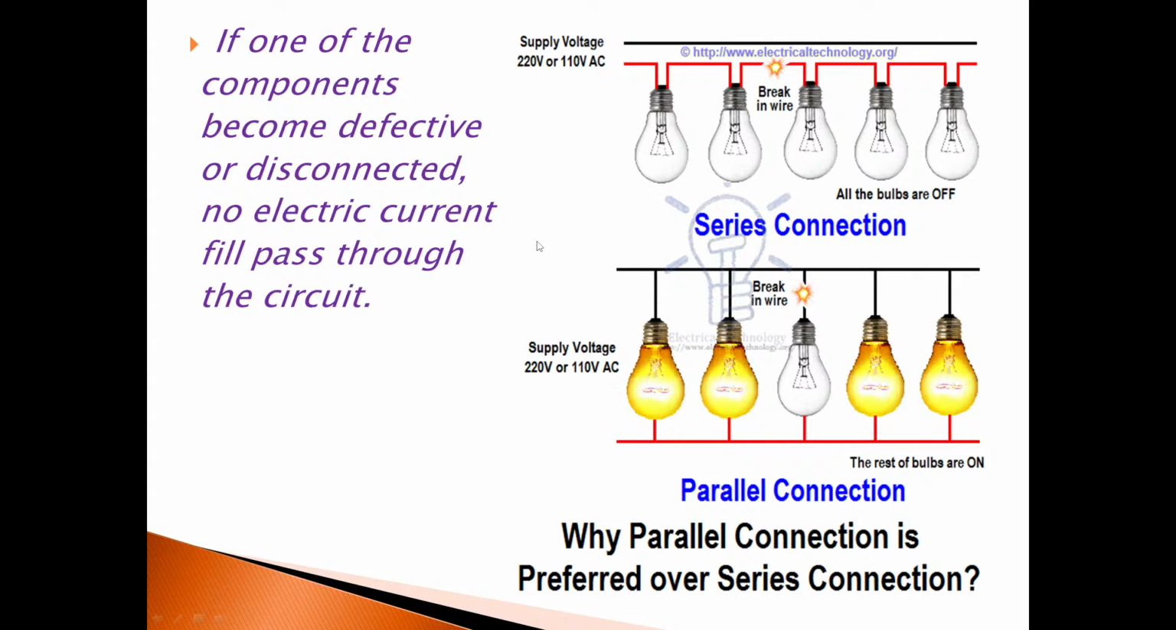As for the series circuit now, if one of the components becomes defective or disconnected, no electric current will pass through the circuit. So here we have two images just showing you, the top one showing you series, the bottom one showing you what is known as parallel connection.